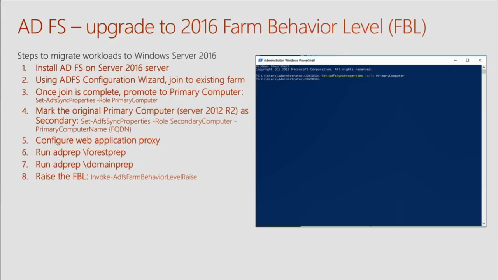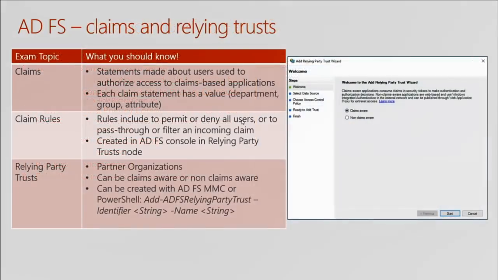And then from there, we can configure things like the Web Application Proxy and run AD prep, forest prep, and domain prep, because you need that as well. Then you can raise the farm behavior level, because at that point you would have moved the role over to the Server 2016 box. So this gives you a step-by-step process of how you upgrade from 2012 to 2016. Just in case you're in the exam room and they're asking what you need to do to take advantage of farm behavior levels, this is probably what will walk you through that. So be familiar with it.